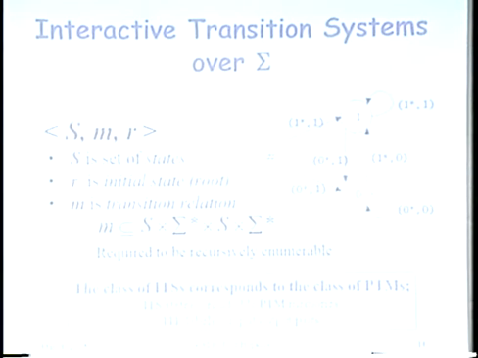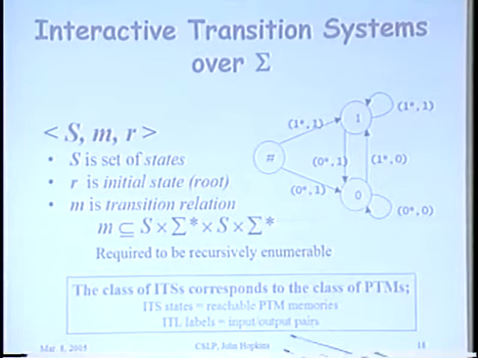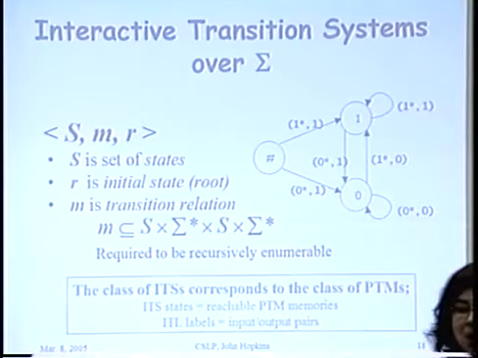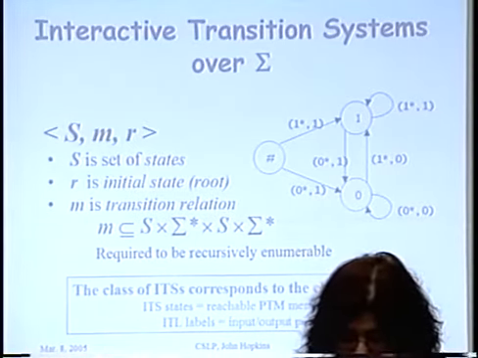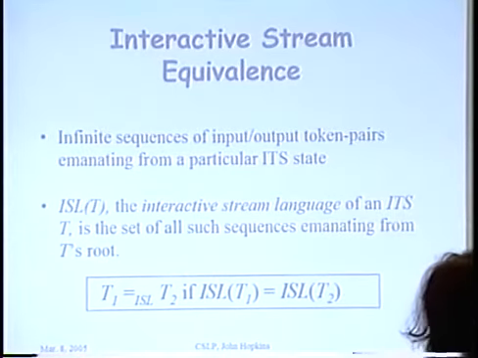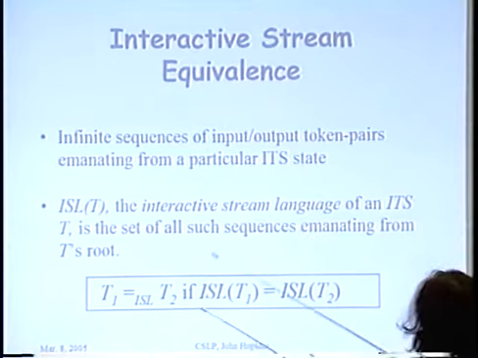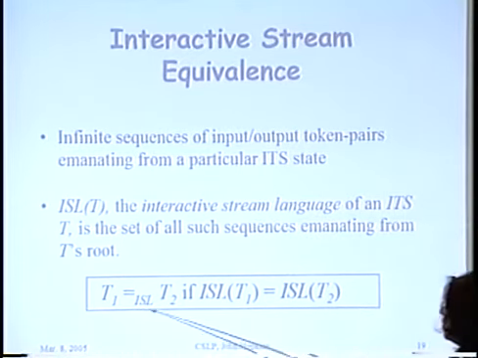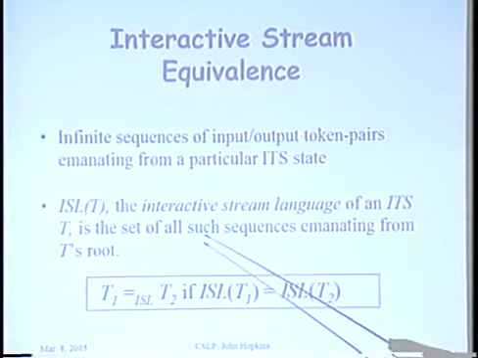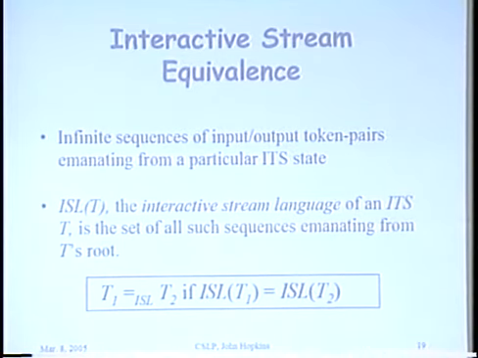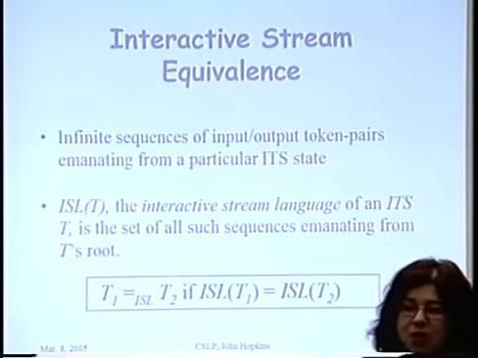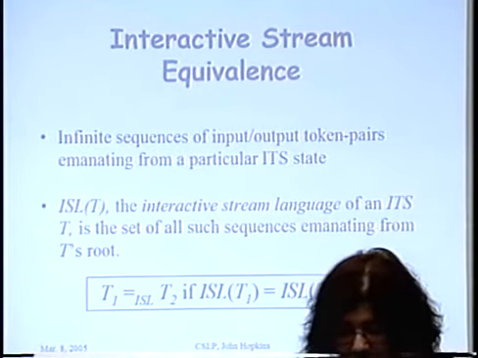The class of ITSs corresponds to the class of PTMs. And the states of the ITS are the reachable PTM memories, meaning the ones that you can actually end up having as a result of some computation. And the labels of the ITS are the input-output pairs in your PTM computations. Okay? And you can define stream equivalence for interactive transition systems based on the interactive stream language, which is the set of all the sequences of labels. And this will be the same type of definition, equivalent to the definition of persistent stream language equivalence for PTMs.